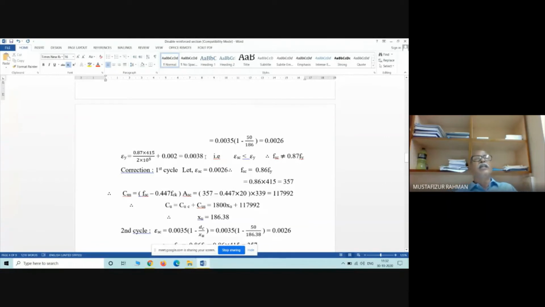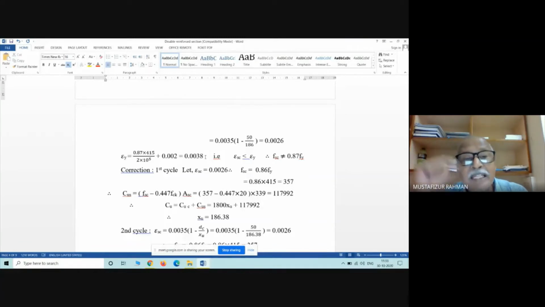Strain in both the steel is not the same. If strain in steel, both in compression steel and tensile steel, is not equal, then very simply we can say that stress in both compression steel and tensile steel will not be equal.